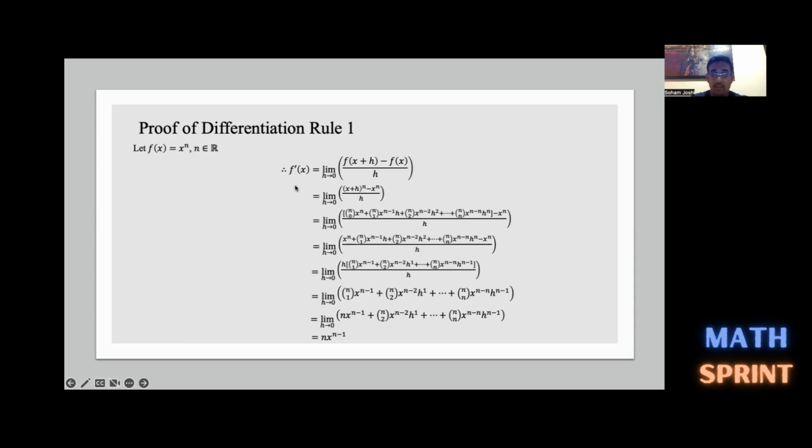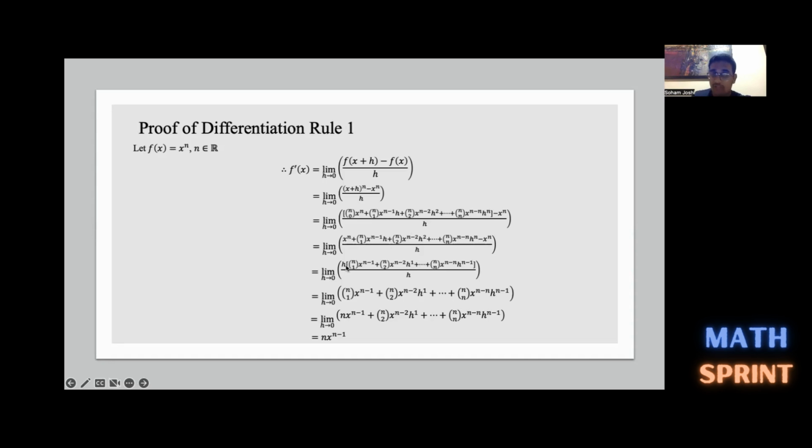So now we are going to use the binomial theorem. Simplify the binomial expansion of x plus h to the power of n. You can notice that when you cancel out the x to the power of n on the left side of the numerator and on the right side of the numerator. So over here you have x to the power of n, and over here you have x to the power of n. You cancel these two and you just get the remainder of the binomial.